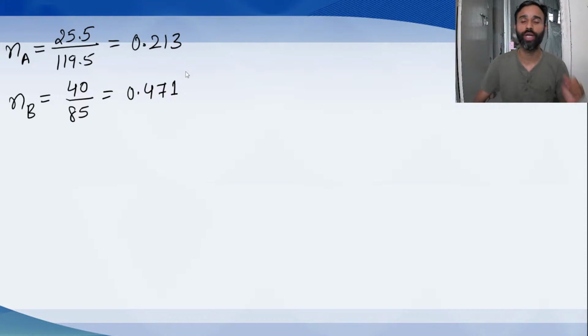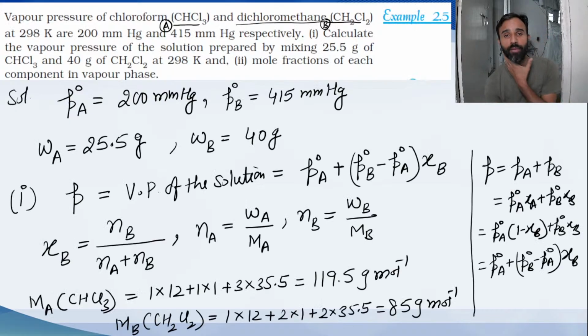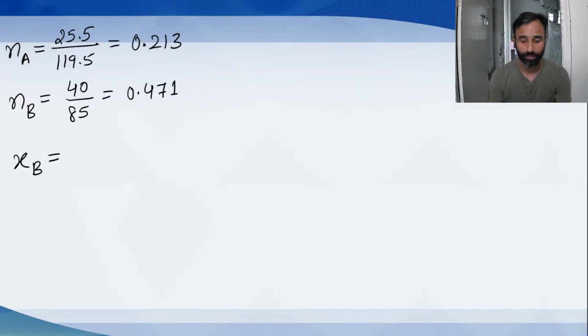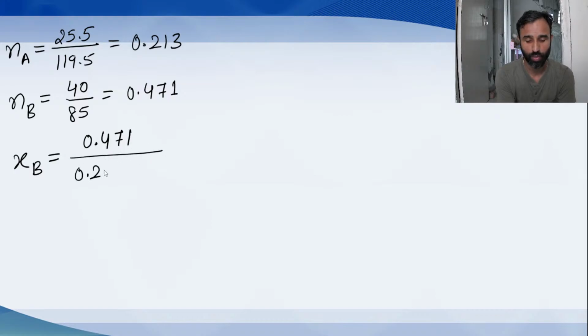0.471 and 0.213. So from these two, calculate the mole fraction. Formula we have, that is NB upon NA plus NB. So 0.471 divided by 0.213 plus 0.471.